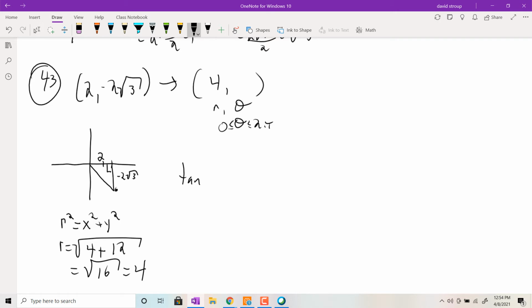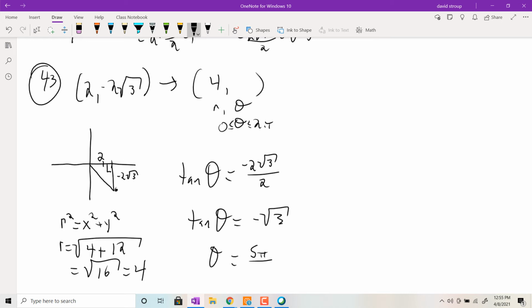To get the angle, you have to go to your tan formula. Tan theta is y, which is negative 2 root 3, all over x. So I'm looking for an angle theta such that tan of that angle is equal to negative root 3. And that will be in the 4th quadrant, right? So theta, in that case, we need a version of pi over 3. And in that quadrant, it would be 5 pi over 3. Okay. So it would be 4 comma 5 pi over 3.